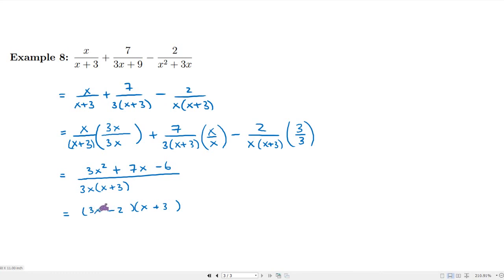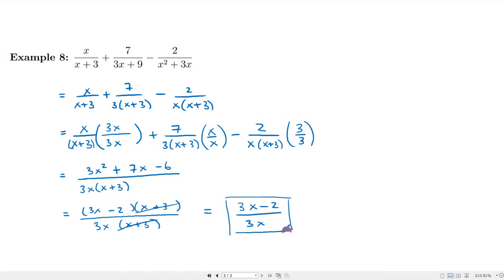So 3x times x gives us 3x squared. Then we'll have a 9x minus 2x, which gives us positive 7x. And the last multiplication will give us the -6. So that looks correct, divided by 3x times x plus 3. Now, at this point, do we have any reduction? Yes, we do, and we're left with 3x minus 2 over 3x. And this is a sufficient answer here.